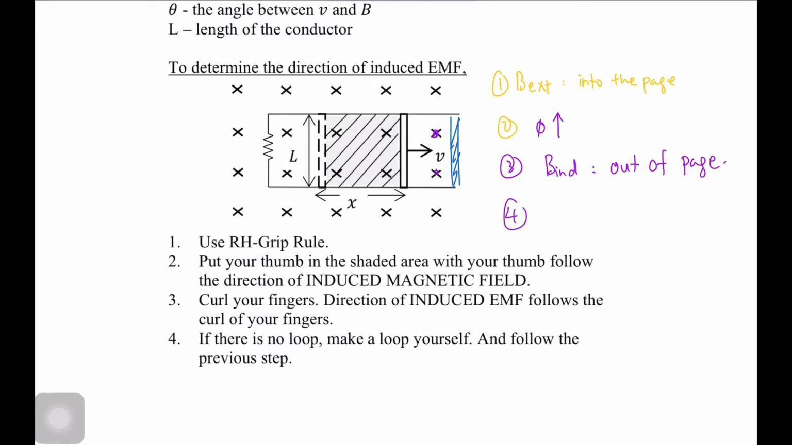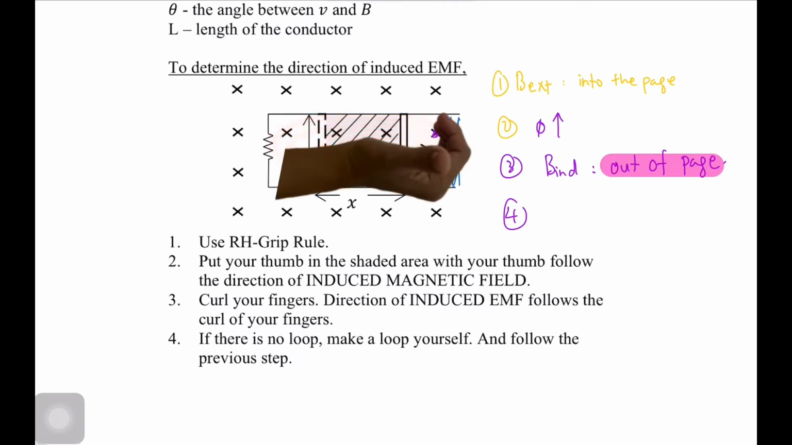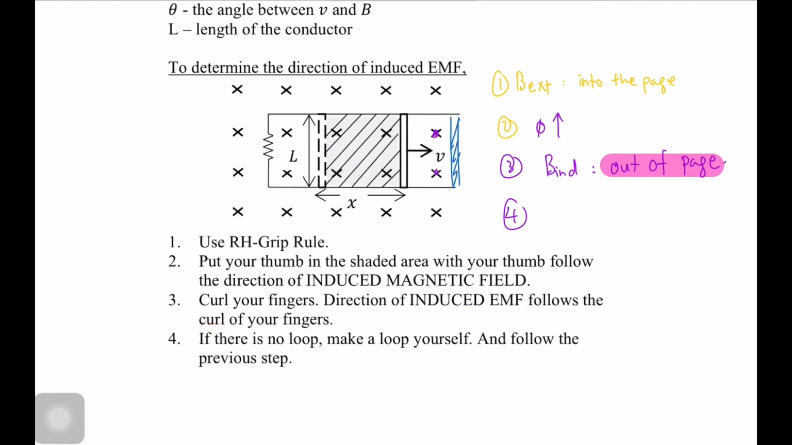So now next we will use the right hand grip rule. Okay, so for the right hand grip rule, we make sure that your thumb will be in the direction of the induced magnetic field, which is out of the page. Okay, your thumb must be within this area, this area only. Then you curl your fingers and the direction of induced EMF follows the curl of your fingers. Okay, for this kind of question it's quite easy because there's a loop. If there's no loop, you have to make a loop yourself. Okay, well that's about it.